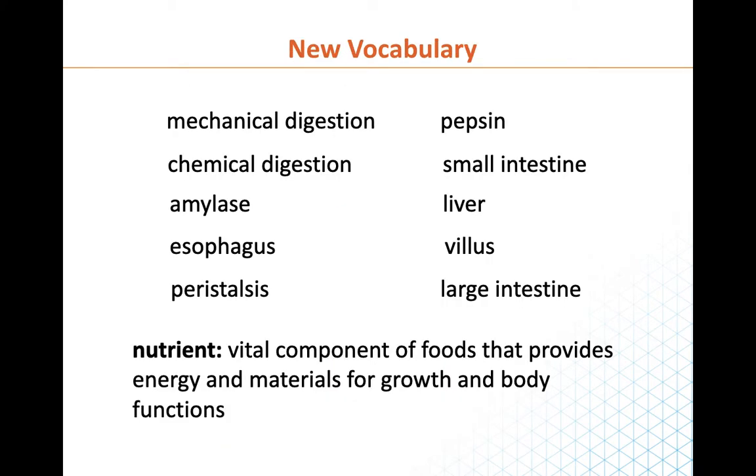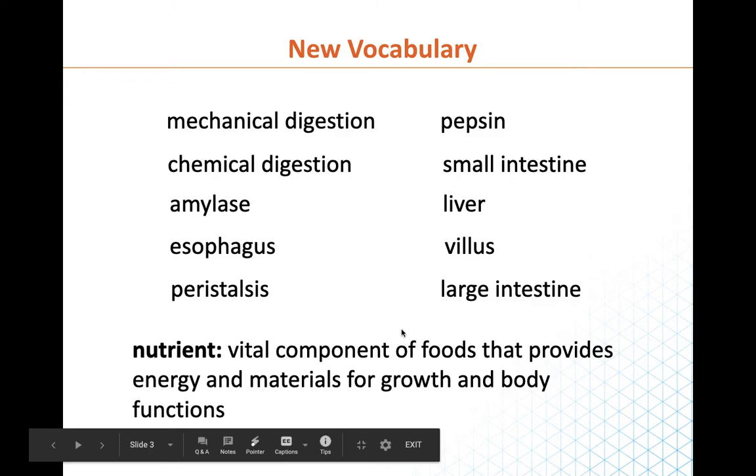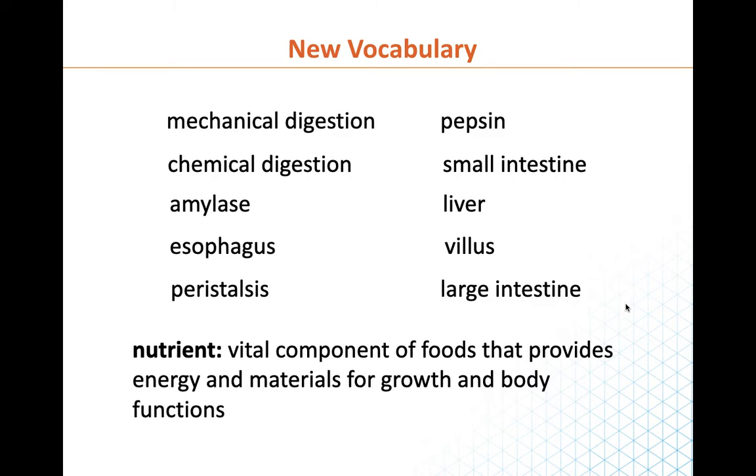All right, so here are some new words. You've probably heard some of these before. You've probably heard esophagus and large intestine and small intestine and liver, but you're going to be learning a little bit more about these. Some of these are actually enzymes, all right? So a nutrient is a vital component of food that provides energy and material for growth and body function.